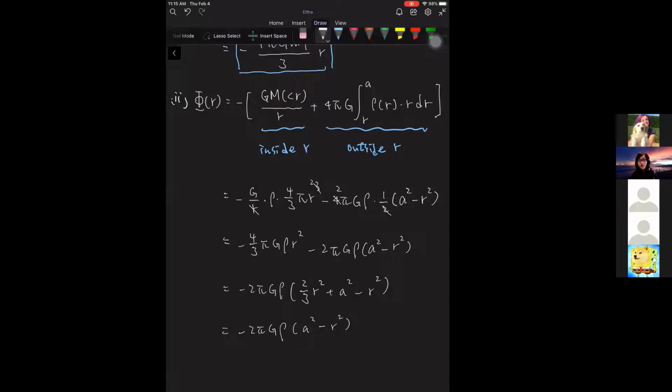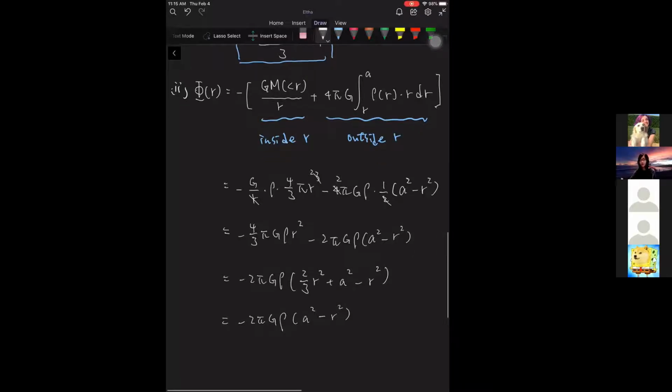Okay, I see a question. How did 2/3 minus 1 become 1? Oh, yeah, so sorry, I missed a factor here. So 2/3 minus 1 should be negative 1/3, right? And there's also a 2/3 there. So yeah, I missed a factor of 3. Sorry about that.